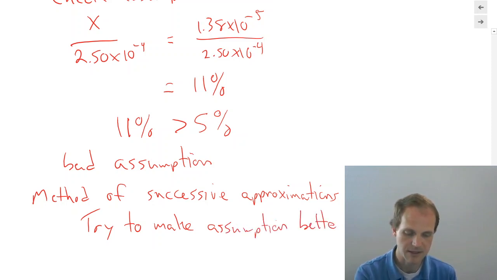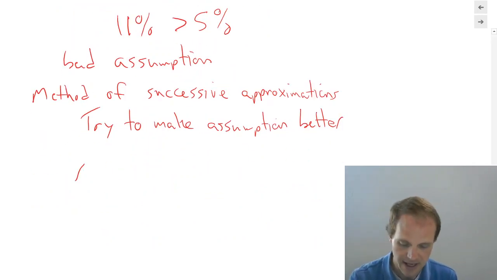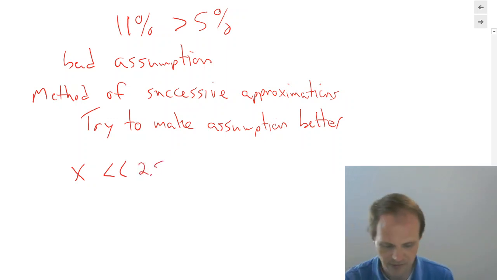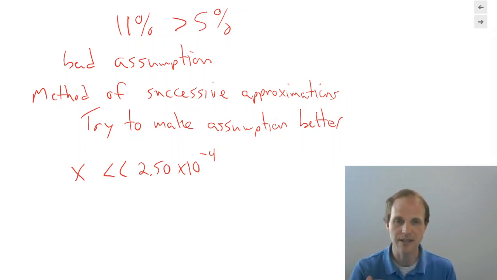How do we make our assumption better? Well, our first assumption was that x was so small compared to our value of 2.50 times 10 to the minus 4th that we can ignore it. We said, hey, we're going to get a value out of here, we're going to ignore it. And in the last problem, that worked really well. In this problem, it didn't work really well. So what are we going to do?